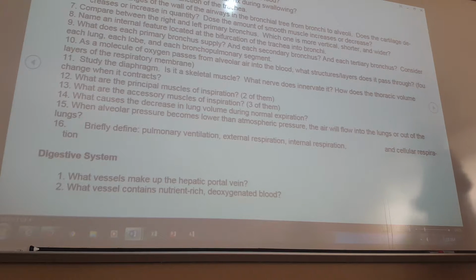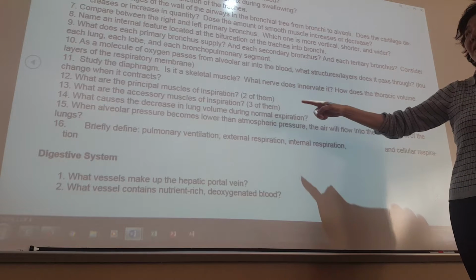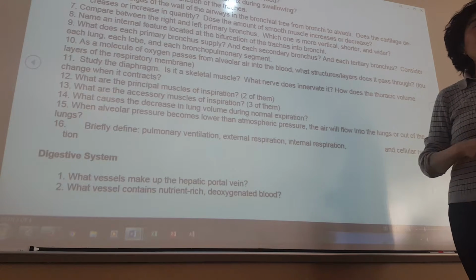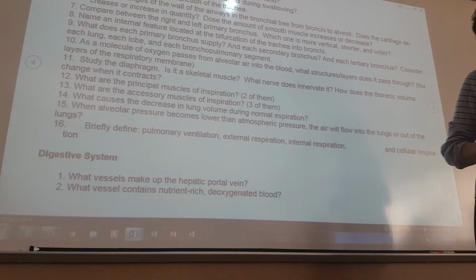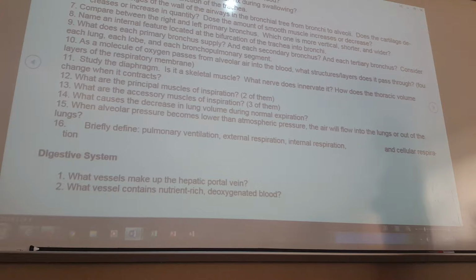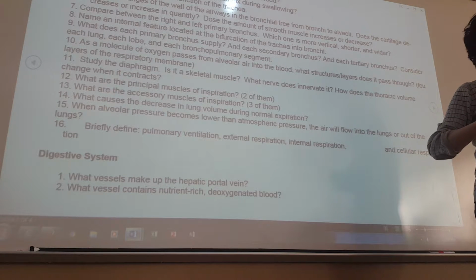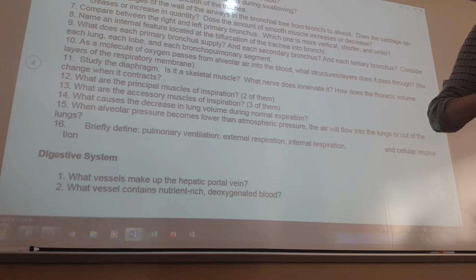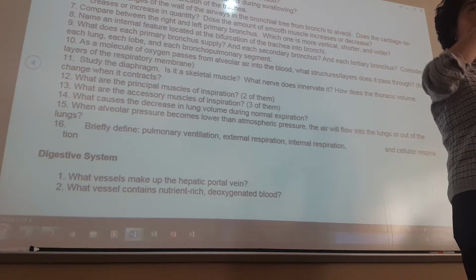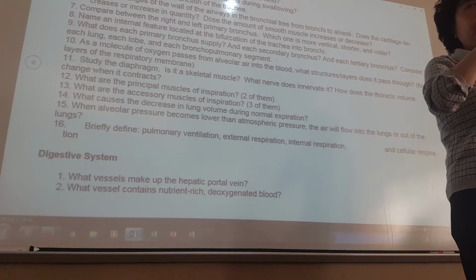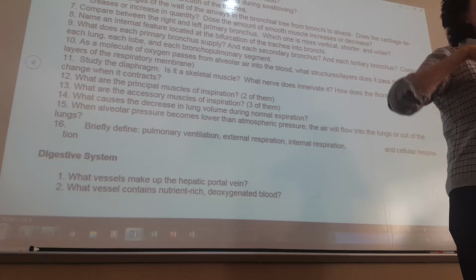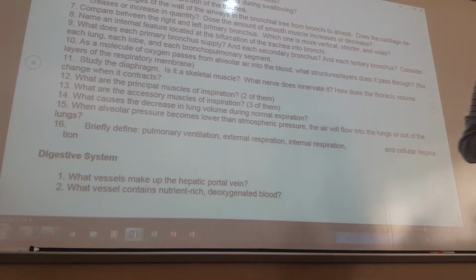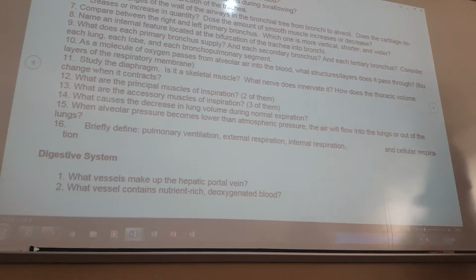Questions 12 and 13 are easy, just straightforward memorization. And what caused the decrease in lung volume during normal expiration? Students missed that question, so pay attention here. During normal expiration, the volume in the lungs decreases due to, number one, relaxation of the inspiratory muscles. The diaphragm relaxes and pushes back up like a dome shape, and the external intercostal muscles relax, dropping the rib cage, dropping the ribs. So number one, relaxation of the inspiratory muscles.